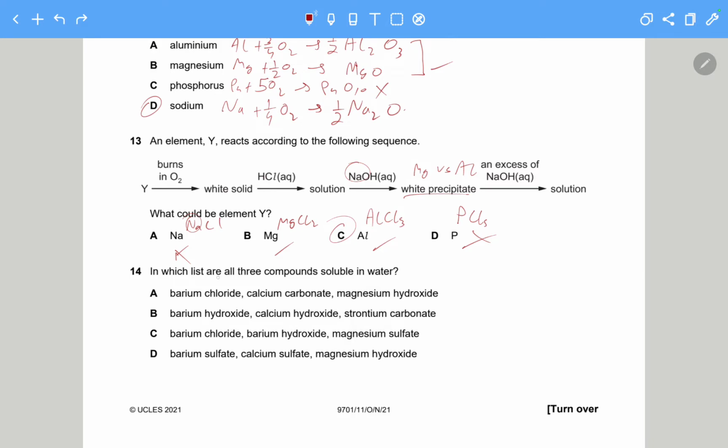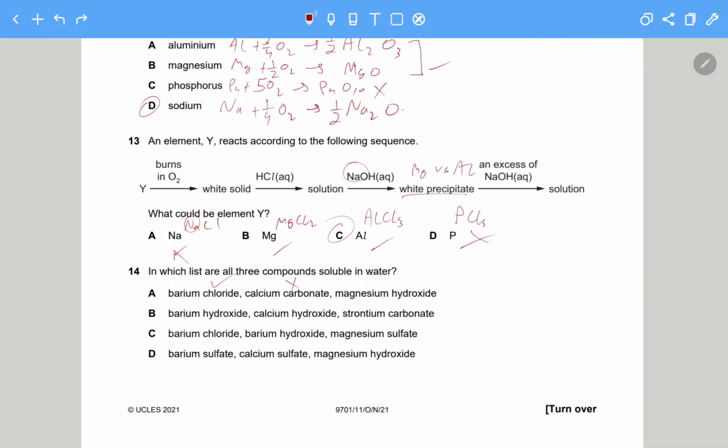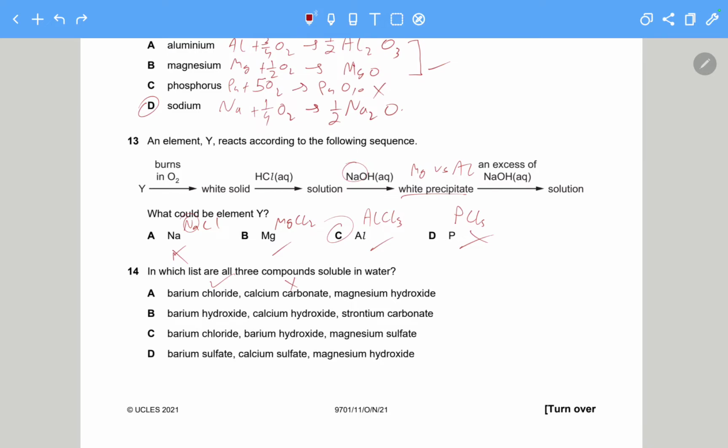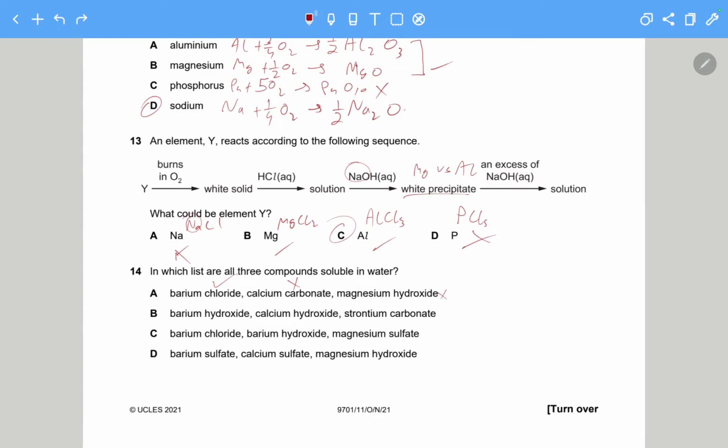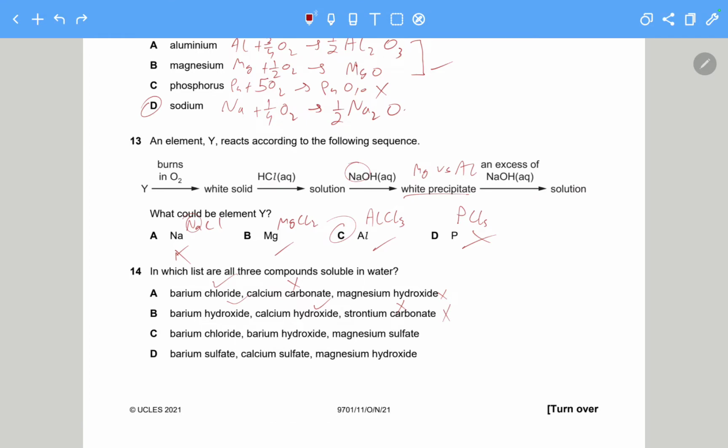So option A, barium chloride, yes, it is soluble in water. Calcium carbonate, not soluble in water. Let's move on, because we don't need to look further. We know that these carbonates are insoluble in water. And magnesium hydroxide is also insoluble in water, but you should probably stop at calcium carbonate because you should know that it is insoluble. And then barium hydroxide, definitely soluble in water. Calcium hydroxide, also soluble in water. And strontium carbonate is insoluble. Again, it's a carbonate. So this cannot be the answer.